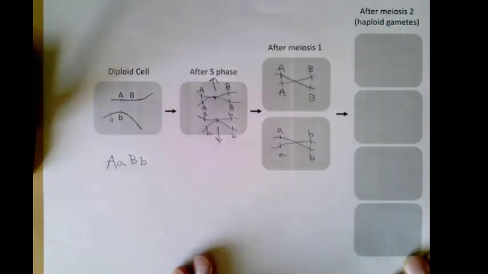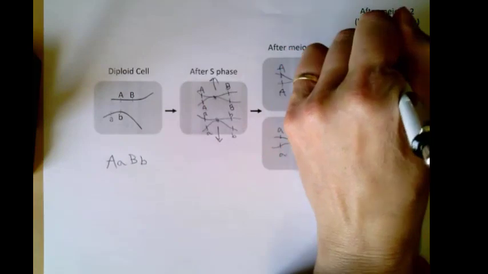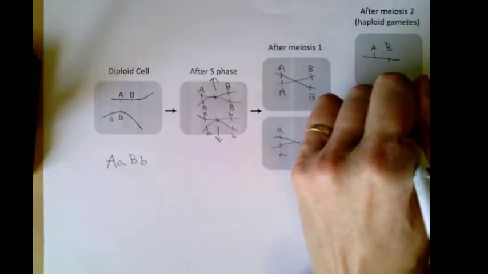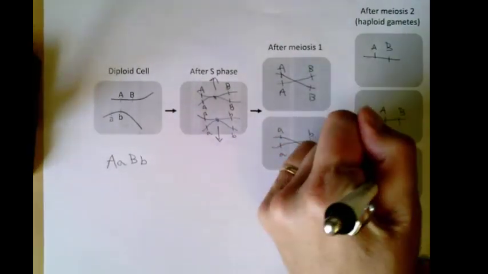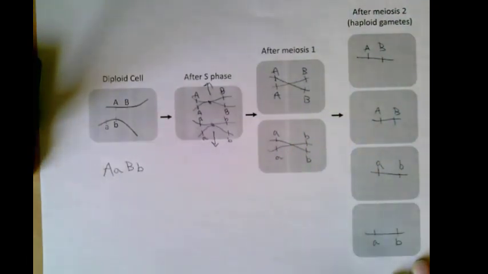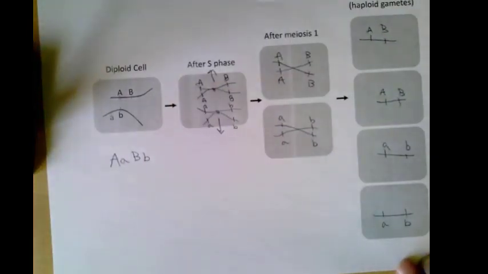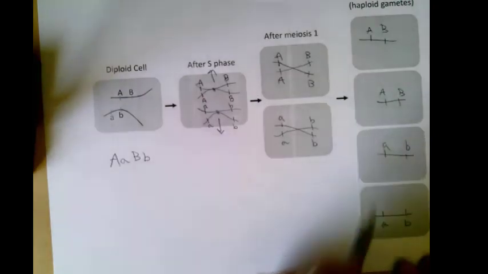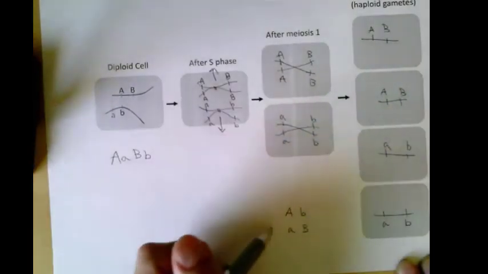If you then go through meiosis 2, you separate those sisters from each other, and you end up with a situation where you have only the two dominant alleles together in the first two gametes, and only the recessive alleles together in the second two gametes. This is a situation where you have two genes that are close together so that they don't get separated by crossing over, and you only make two of the gamete possibilities. You don't end up making these two other combinations that we previously expected.